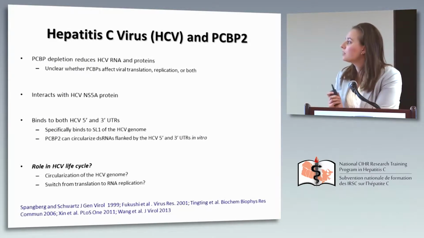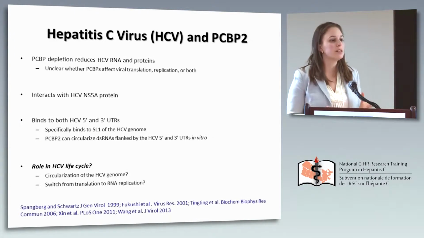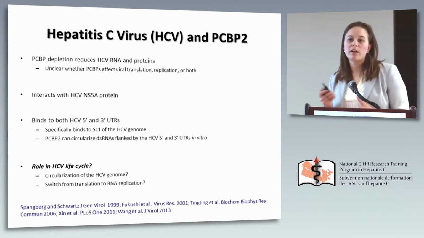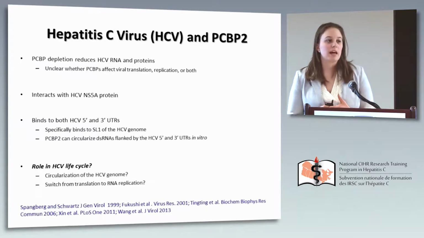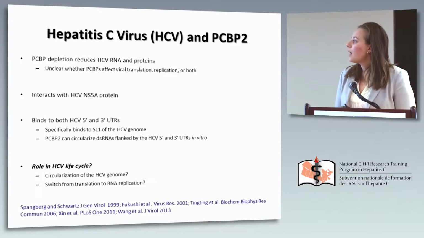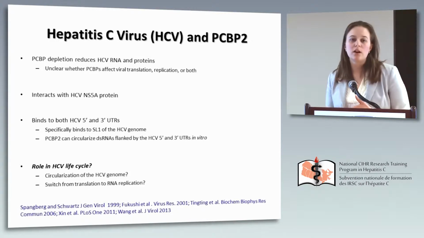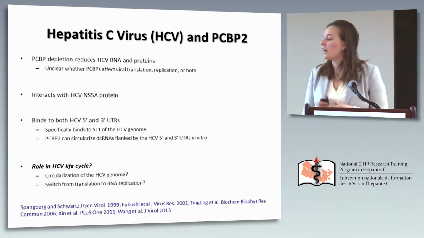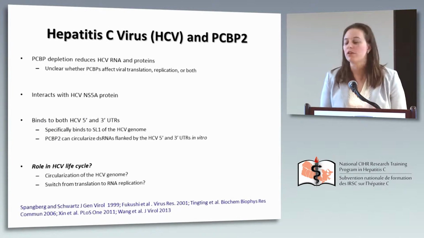I looked into the literature, and we found that PCBP depletion does reduce HCV RNA and proteins, but it's unclear whether the PCBPs are able to affect translation or replication or both. It interacts with the HCV NS5A protein, which is a core component of the replication complex. And it's been suggested, and sort of shown, to bind to both the 5' and 3' UTR of the virus, specifically to stem loop 1 of the virus, and an unknown region in the 3' UTR, and it's speculated to have some kind of role in circularization.